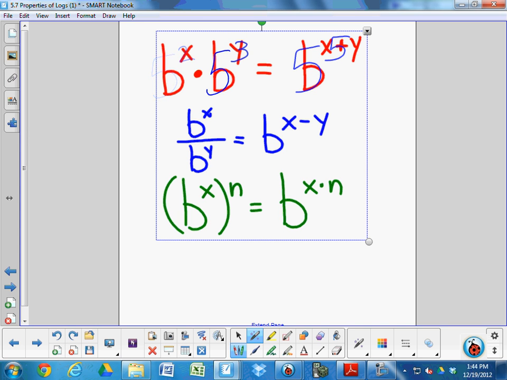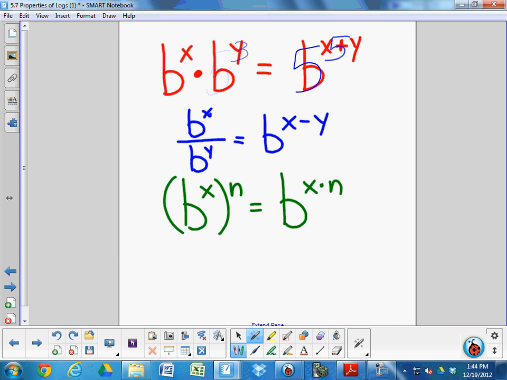We added the exponents when their bases were being multiplied. Do you remember that rule? What color did I write it in? Red. Remember the red rule, known as the product rule. The next one in blue is the quotient rule. You don't have to memorize the names of the rules. I'm just telling you the names in case you care.